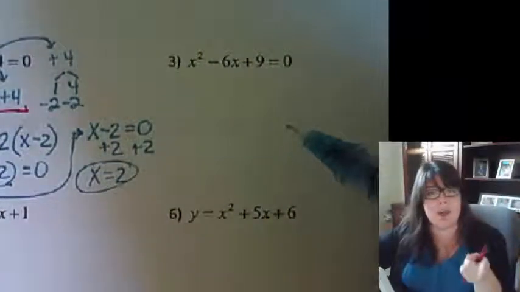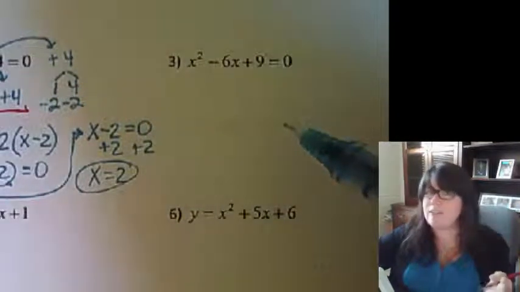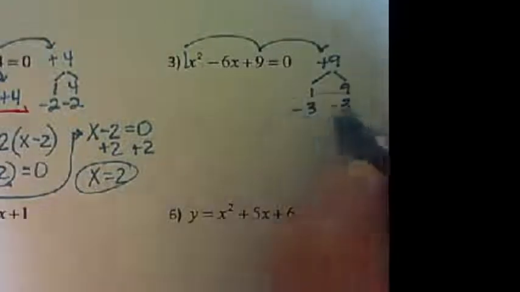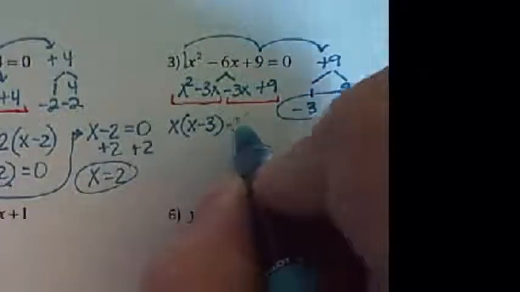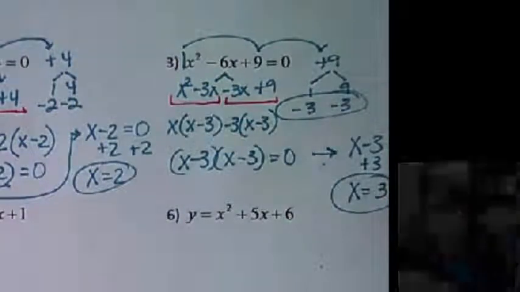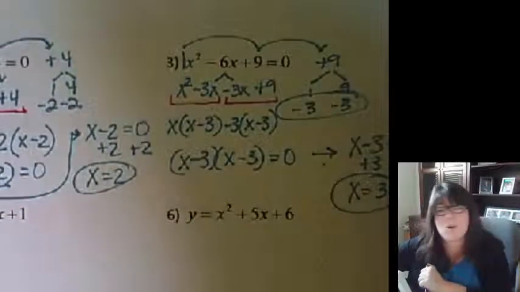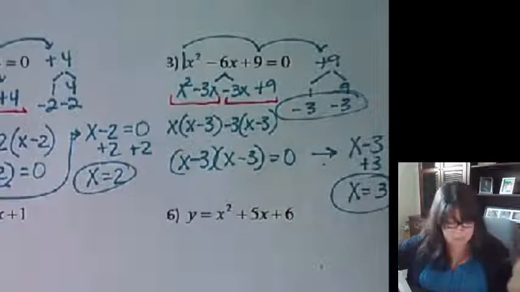Why don't you pause the video, give this one a try, factor it, set each factor equal to 0, solve for x, see what you come up with. Come on back when you think you've got it. How did it go? Were you able to get x equals 3? If you didn't, pause the video, take a look at the work that I did, and see what was different than yours. But if you got it, let's keep moving along. Let's do number 4.